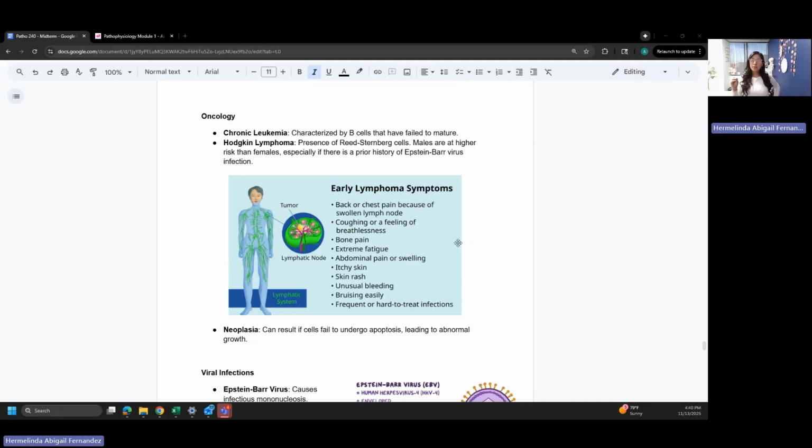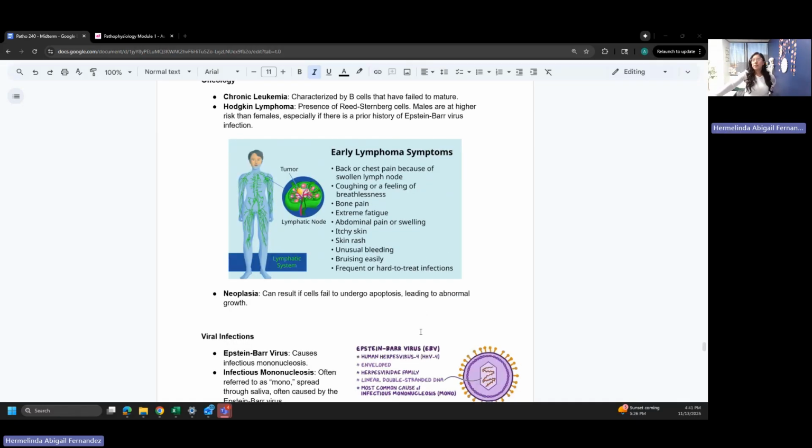Oncology, so chronic leukemia. This is characterized by B cells that have failed to mature. Hodgkin's lymphoma, so it's the presence of Reed-Sternberg cells. Know that males are at a higher risk than females, especially if they have a history of the Epstein-Barr virus, okay? So if a male patient comes in and says, I have a history of Epstein-Barr virus, they could potentially have Hodgkin's lymphoma, right? That's a risk factor for them.